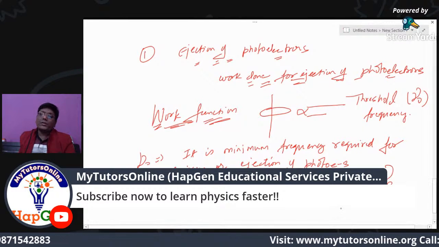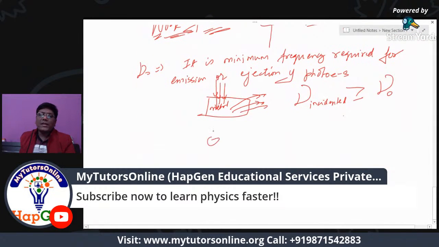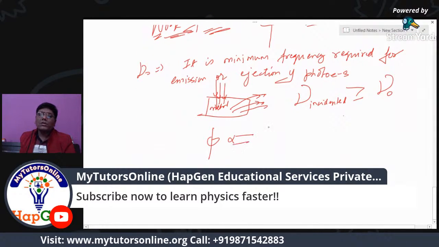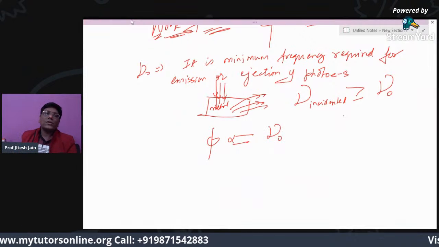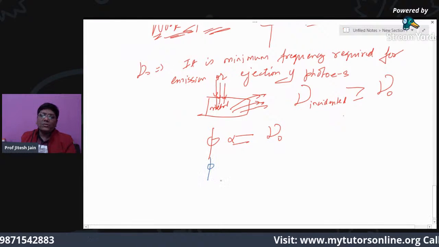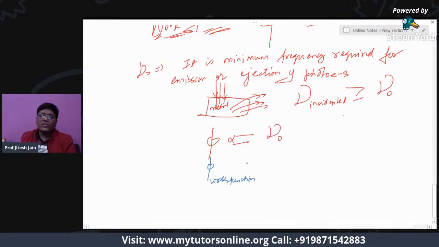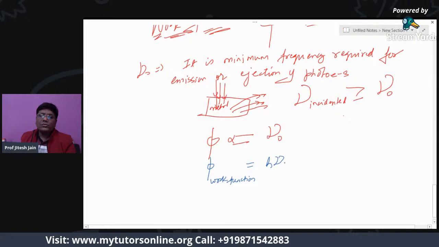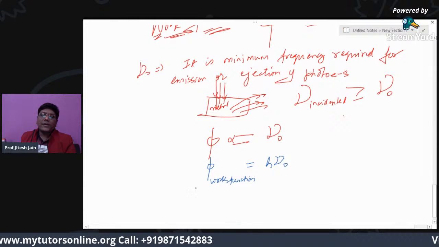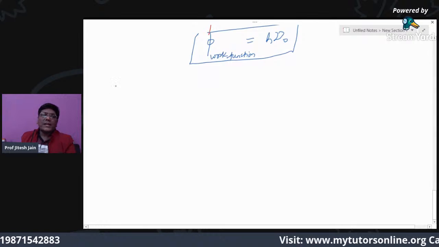Okay, very important. So in a nutshell, he said what? He said that this phi is always proportional to what? Nu zero. Nu zero is what? The threshold frequency. So that means this phi, the work function, will be equal to h times nu zero, right? H again is the Planck constant. So first part of the energy he explained like that. Okay, the second part is what?